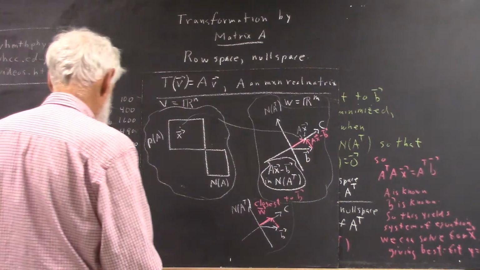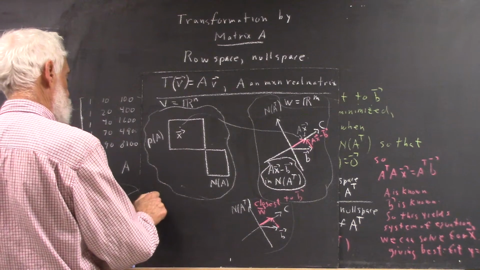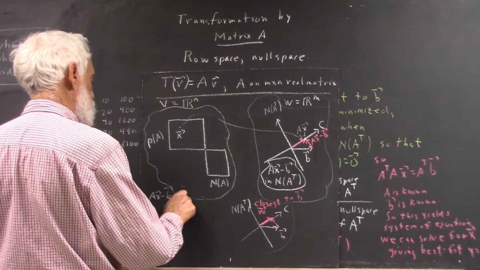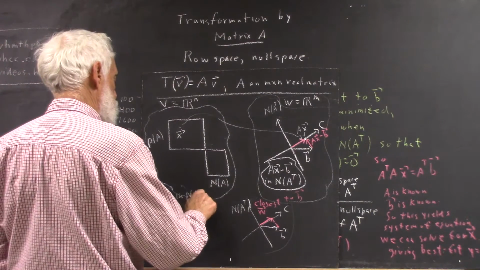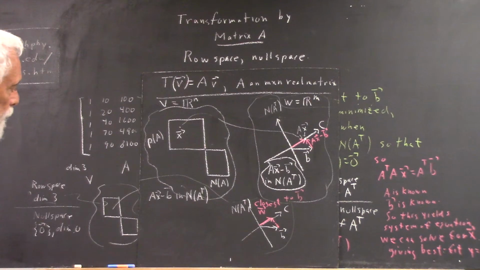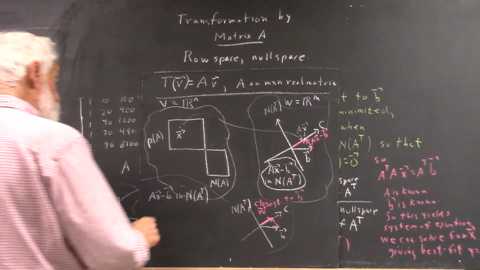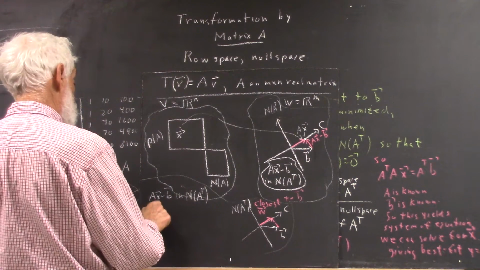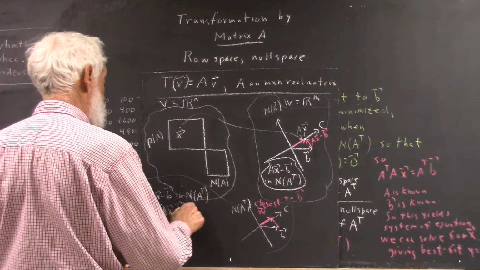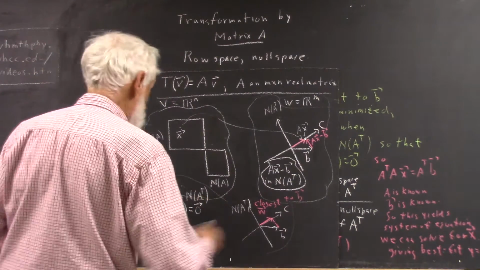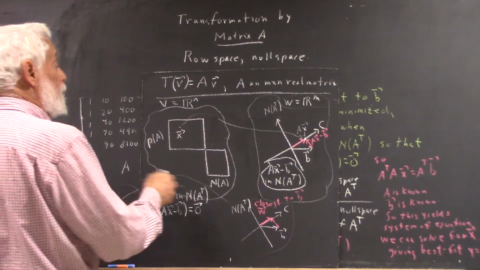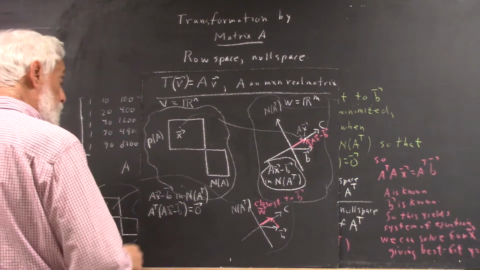So, AX minus B in the null space of A transpose. What does that mean? That means that A transpose times AX minus B is 0. That's the condition for a null space. We're in the null space if that matrix maps this thing to 0.